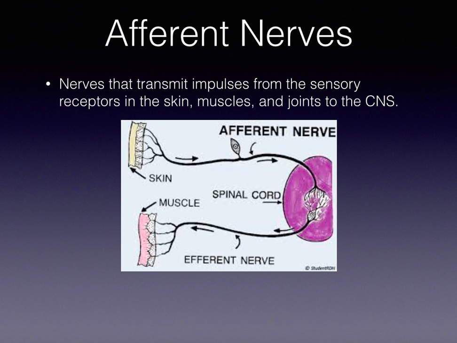So then we have the afferent nerves, and the afferent nerves are going to move the opposite direction. These are going to be nerves that transmit impulses from the sensory receptors in the skin, muscles, and joints to the central nervous system. So basically, we are relaying information back to the central nervous system. Any time we're feeling something with our skin or experiencing any type of environmental stimuli, either hearing, seeing, touching, then our afferent nerves are going to take that message back to our brain or our central nervous system.